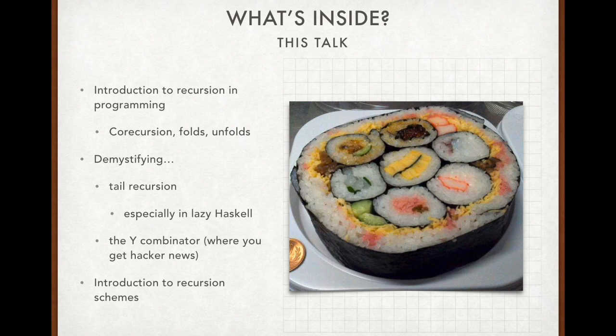So basically what I want to talk about is just a basic introduction to recursion for people who don't quite have a good grasp of it. We'll talk about co-recursion, folds, unfolds, and then some tangential topics, although they're not really tangential: tail recursion, especially in Haskell, which is kind of hairy, and then the Y combinator, which leads us into just touching the tip of the iceberg of recursion schemes.